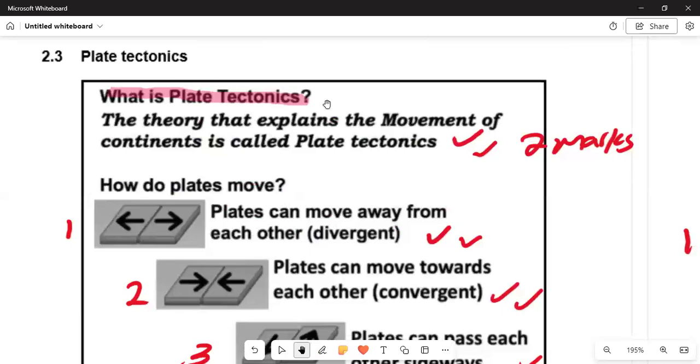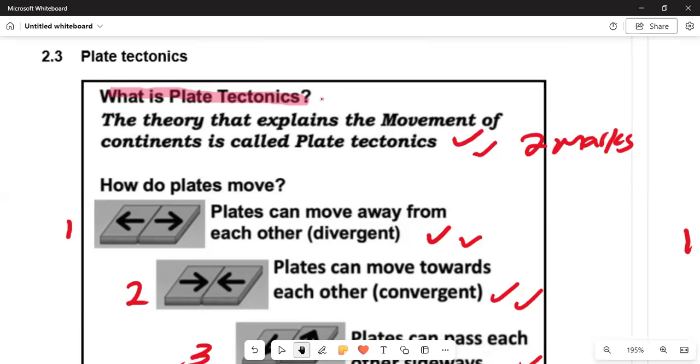One of the key concepts that you must understand is to define the concept. What is plate tectonics? So we are saying that this is the theory that explains the movement of continents. It's called plate tectonics. That is for 2 marks.